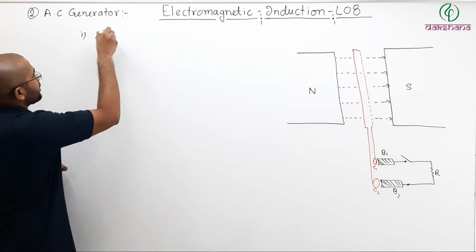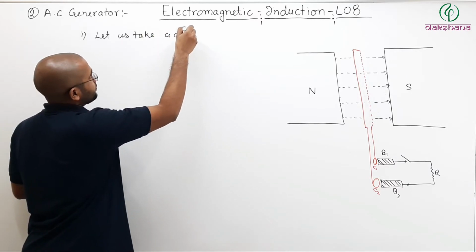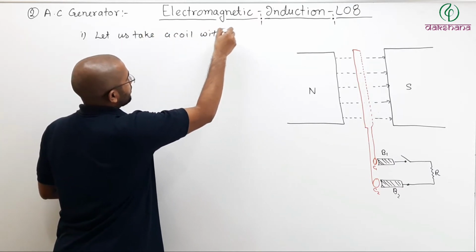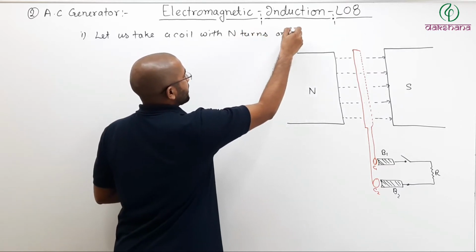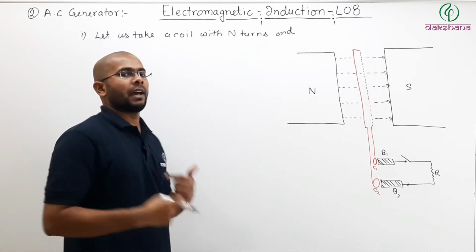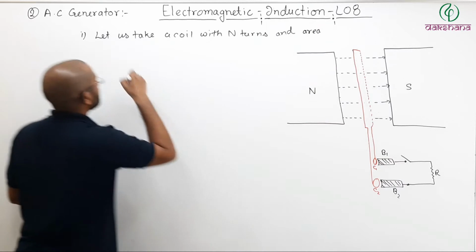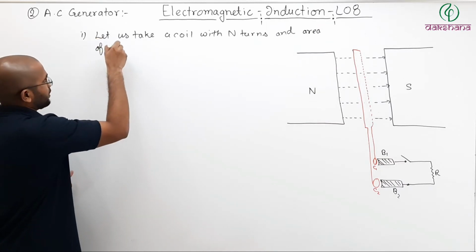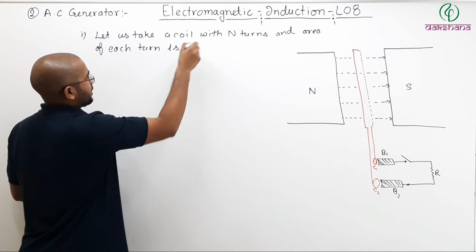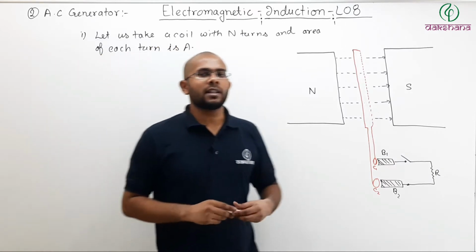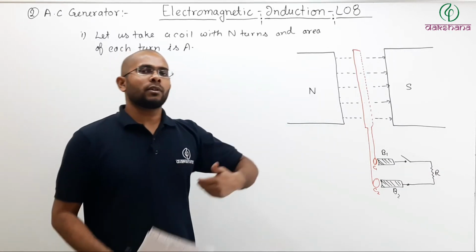So let us take a coil with capital N turns, and if there is a coil, then every coil will have an area, and the area of each turn is A. So we have N number of turns and area of each turn is A. Now let us assume at t equals 0.